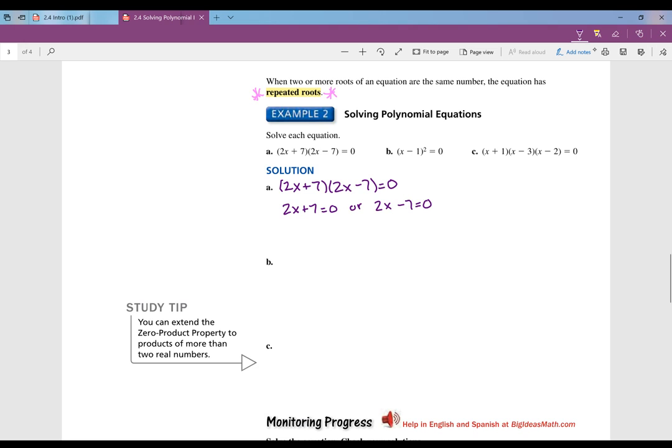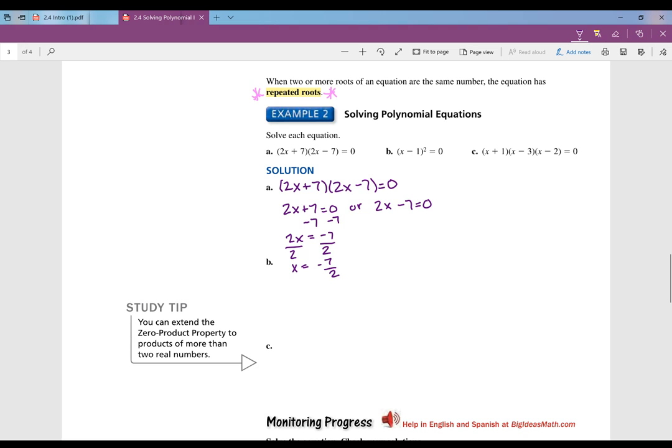So we need to solve 2x + 7 = 0. First, we want to get rid of the 7, so we're going to subtract 7 from both sides. We get 2x = -7. Now to get the x by itself, we need to divide by 2. So you get x = -7/2.